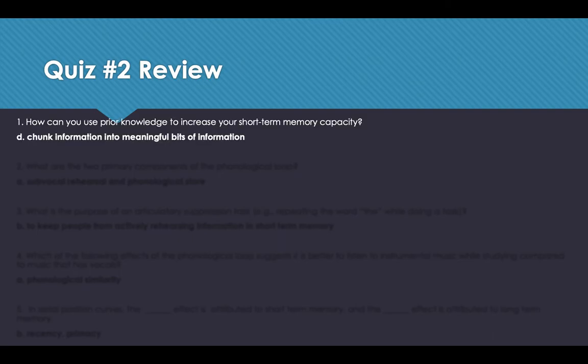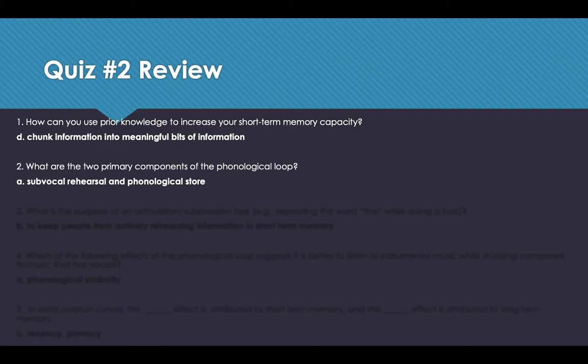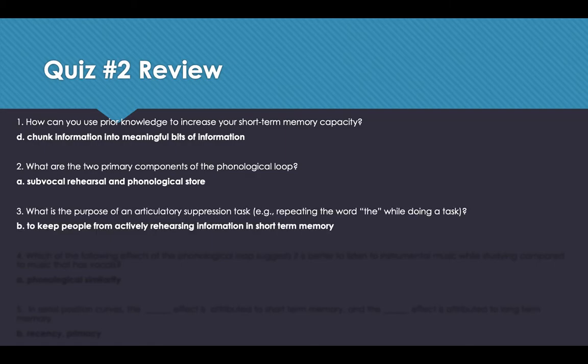So how can you use prior knowledge to increase your short-term memory capacity? Well, you can chunk information into meaningful bits of information. What are the two primary components of the phonological loop? Subvocal rehearsal and the phonological store.